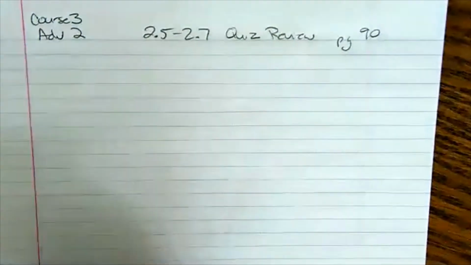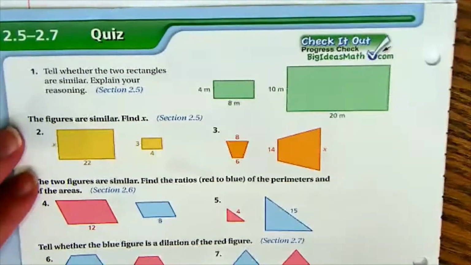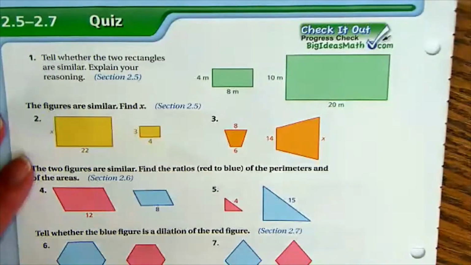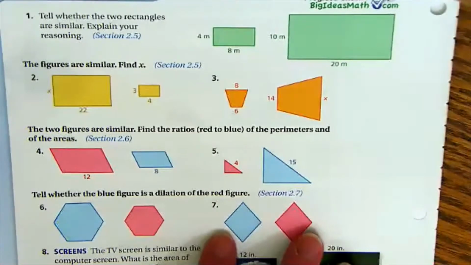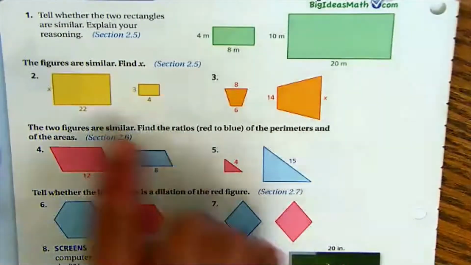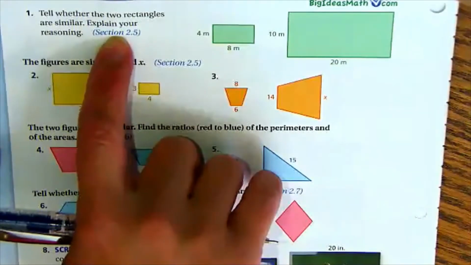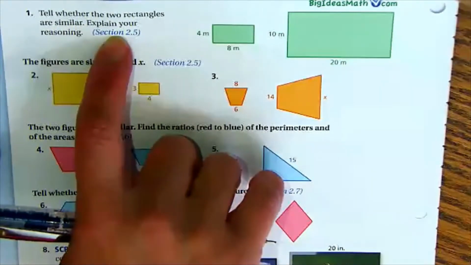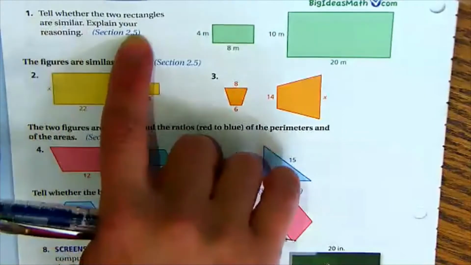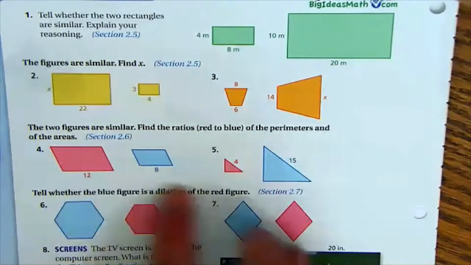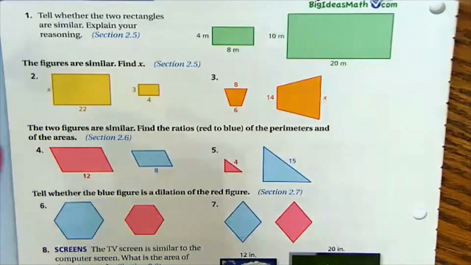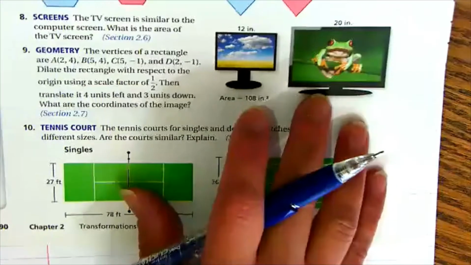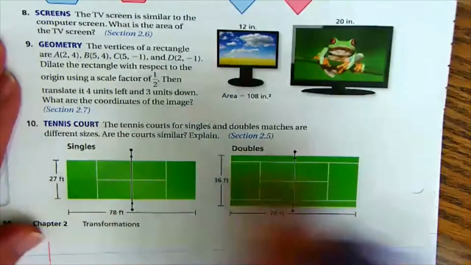Okay, so this here is the quiz review from the book, 2.5, 2.7 quiz. Questions 1 through 7 show you where to get the information or the lesson that will help you with each problem. So 2.5, 2.6, 2.7. We are talking about similar figures, in which case proportions are used. What I want to do with you is set up problems 8, 9, and 10.